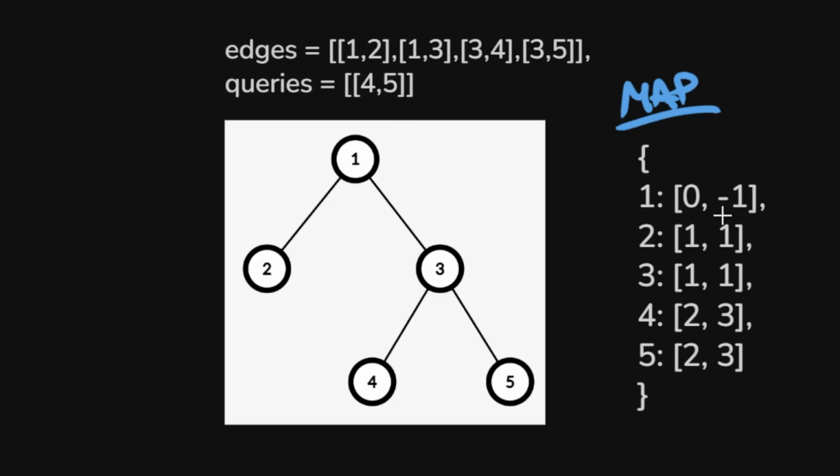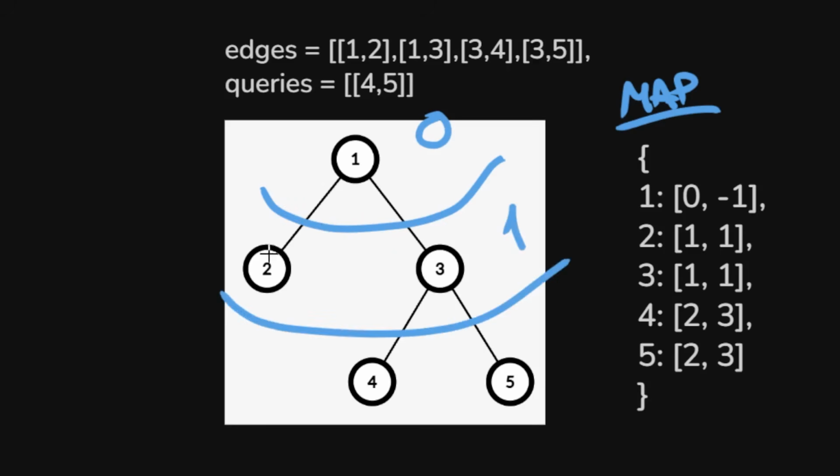We can start from the root. Here the level is 0, the parent is -1, and in BFS we move in circles. This is level 0. Next we are at level 1. Here we are looking at these 2 nodes. As you can see here, nodes 2 and 3 have a level of 1 and the parent is 1. Next we continue with level 2, and as you can see, nodes 4 and 5 have level 2 and the parent is 3.